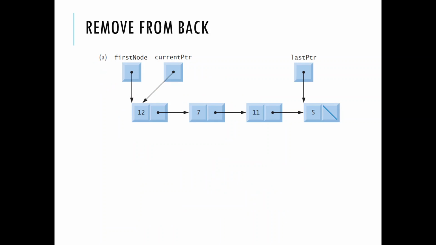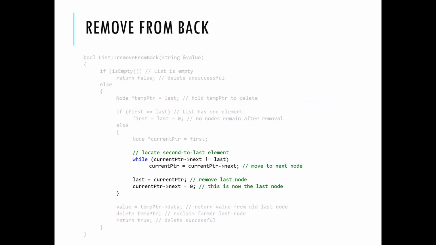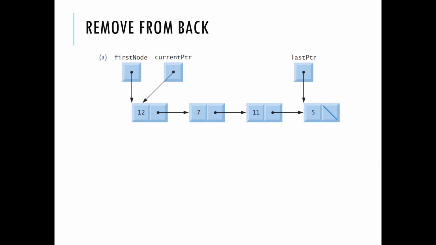I'm going to walk down. I'm going to have to find out where that 11 is. Oh, remove back didn't show something. Okay, there you go. Remove from back. I go to the 11. So I need to walk down my list. I know where the last is, so for the second to last, I find where the 11 is. And then I need to point the last pointer to that 11. And then I'm going to get rid of the pointer to the 5 and just say I have a pointer to null.